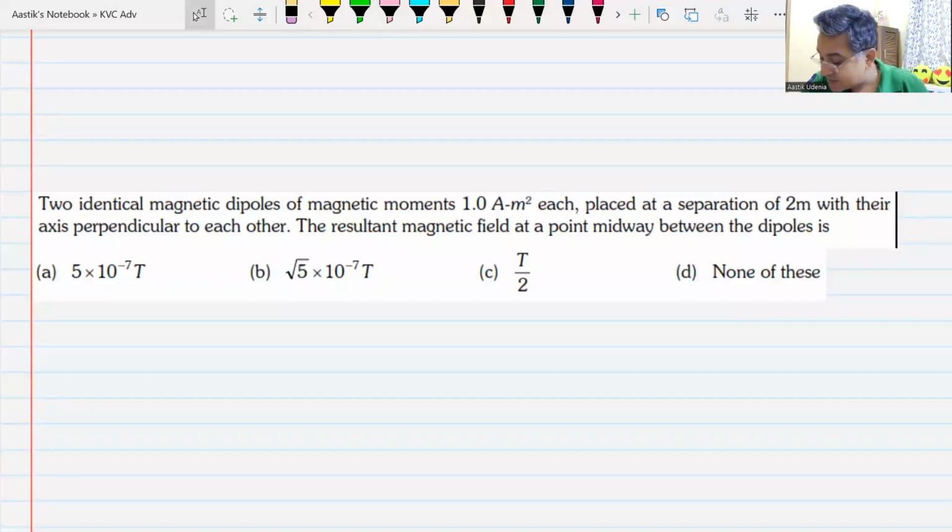Two identical magnet dipoles of magnetic moment 1 ampere meter square each are placed at a separation of 2 meter with their axes perpendicular to each other. This is how questions are framed. The resultant magnetic field at a point midway between the dipoles is.